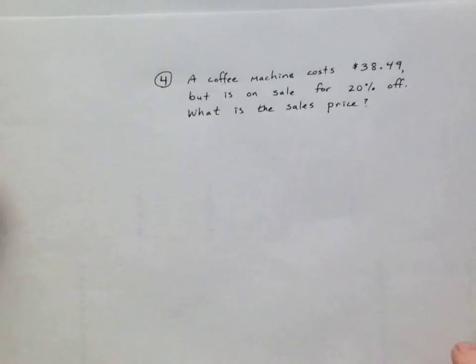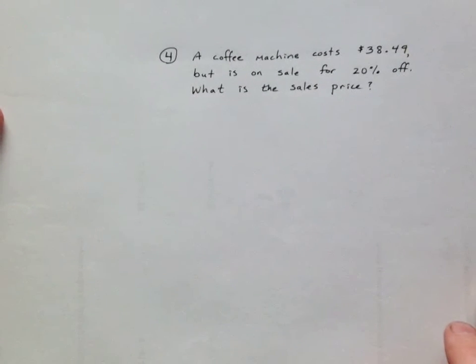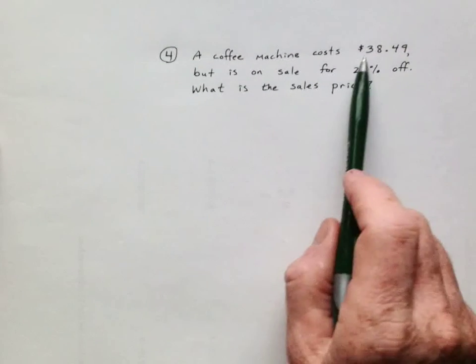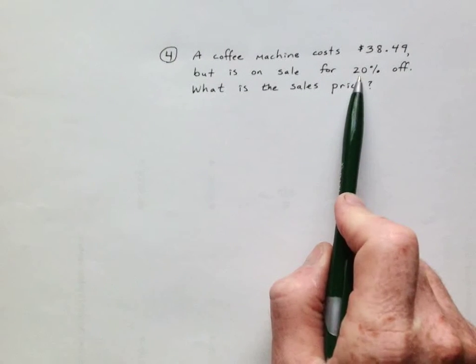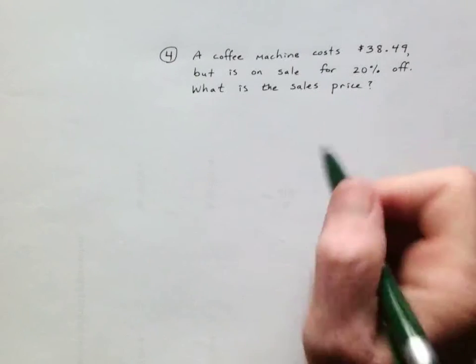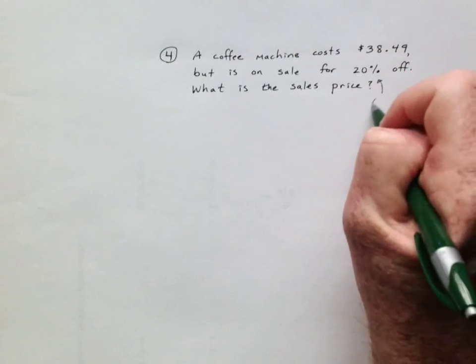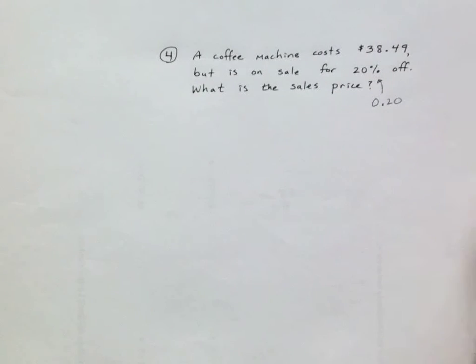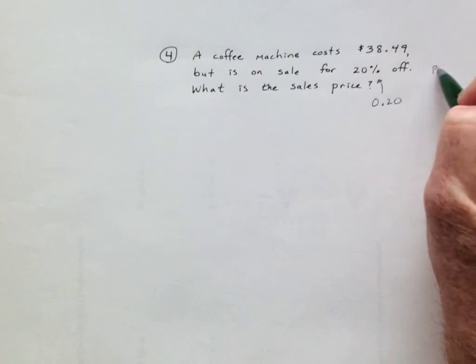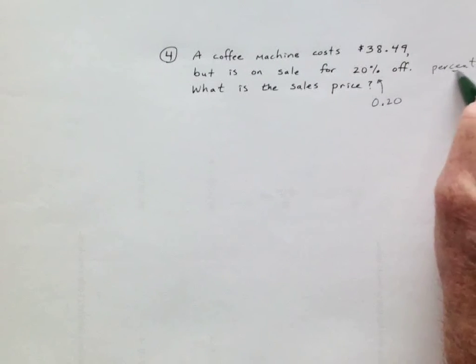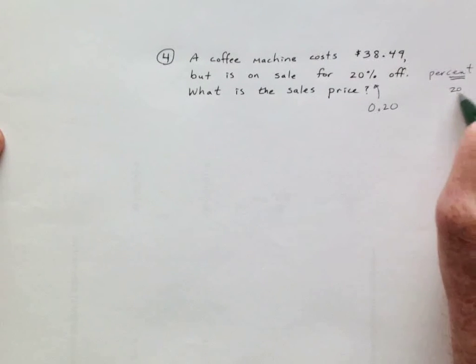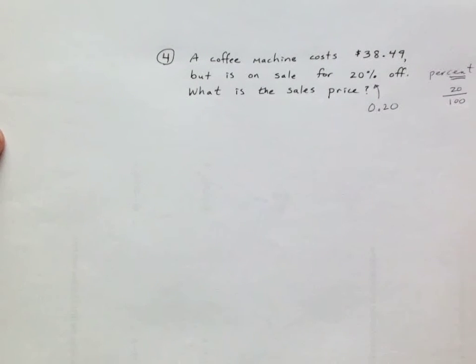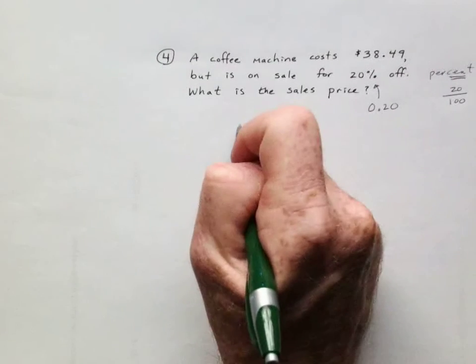On to number 4, a little word problem. So this coffee machine costs, so here's the original cost. It's on sale for 20% off. So 20% means we're using the decimal 0.20 because the word percent literally means per 100. So if you have 20 per 100 and then you change this to a decimal, it's going to be 0.20.